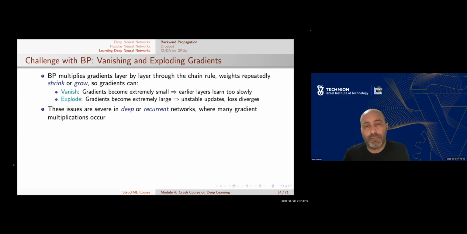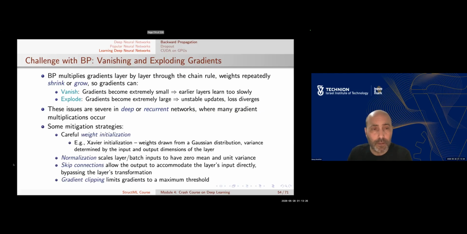This is a severe issue when your network is deep, it has many layers, or it is recurrent, then you apply it again and again. And there are several ways of mitigating that. We're not going to learn them, but I just want you to be aware of the problem and the existence of solutions for that. One very popular idea is weight initialization from some nice distribution like Gaussian, the Xavier initialization, for example. This helps avoid this issue. Or you normalize every layer, making sure that it doesn't explode or become too small. Or we apply skip connections.